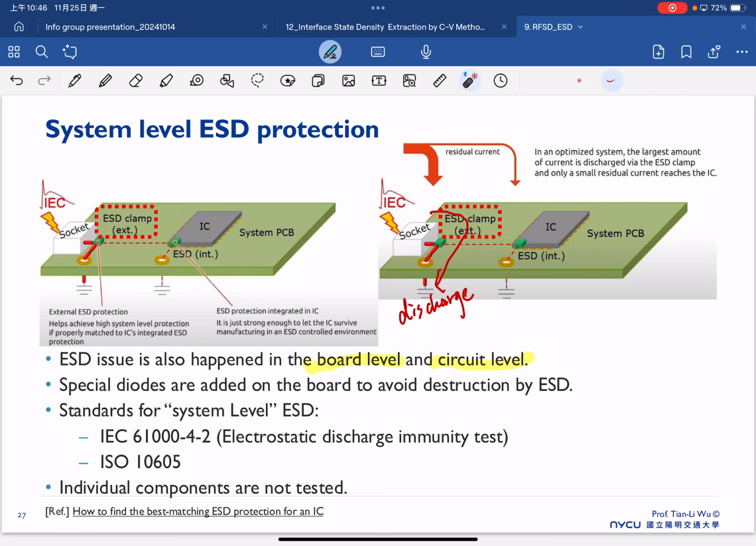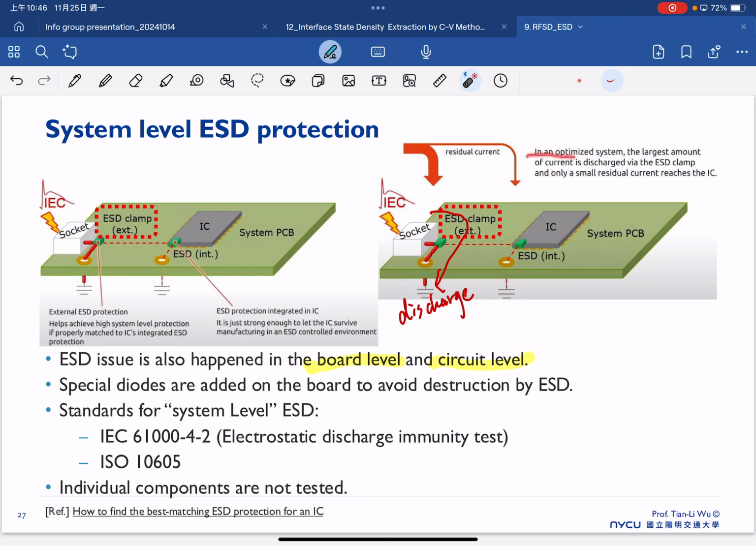So if the current is already discharged through the ESD clamp, that means in our core IC there's no damage, because all the ESD voltage and ESD current have already been leaked away, so we don't have to worry about that. So this is the idea of how we do ESD protection at the system level.